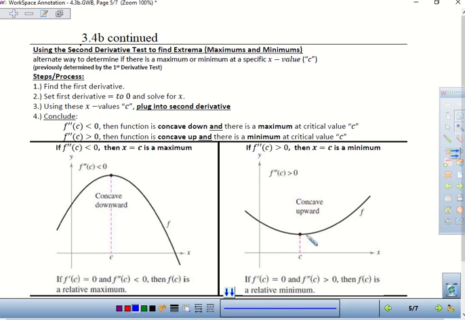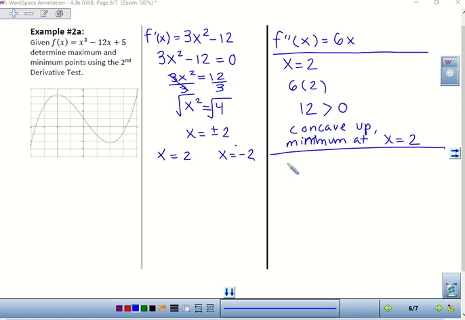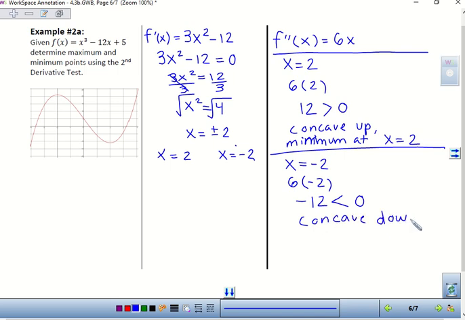So you see here, if I look at the graph, it should be. Yes. So the next one, x equals negative 2. We're going to plug it into the second derivative. So what's 6 times negative 2? Negative 12. Which is less than 0, which means it's concave what? Down. Which means we have a max at x equals negative 2. And if you look at the graph at negative 2 and at 2, we have a max and a min.